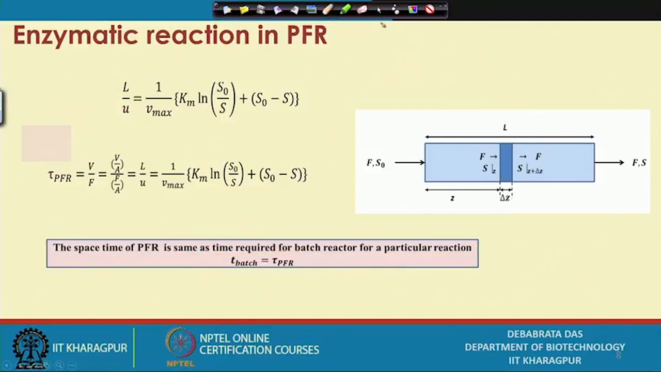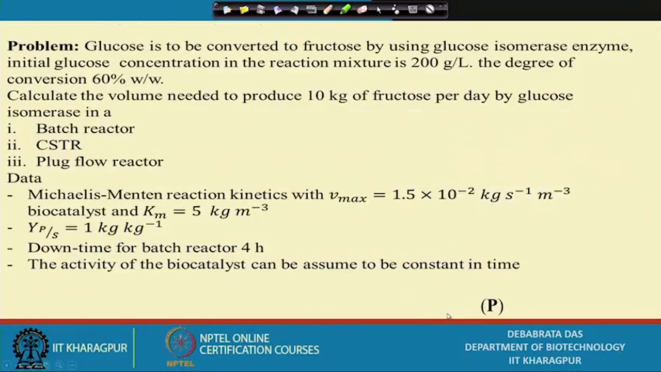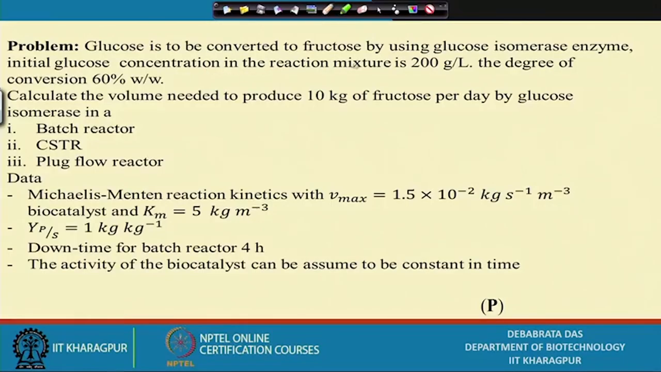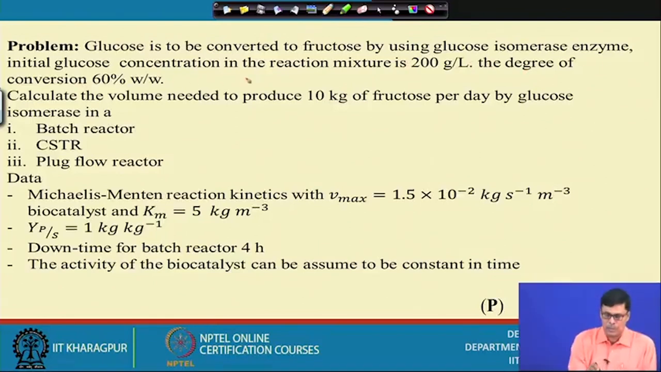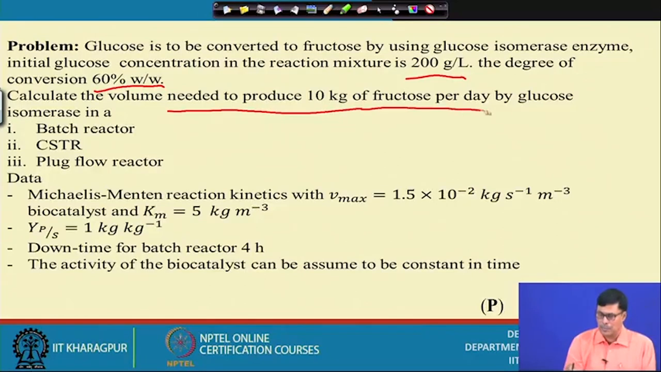Now I want to show you the solution of a particular problem to make these things very clear, because the final objective of the reactor analysis is just to find out the volume of the reactor. This is a very interesting problem. Glucose is converted to fructose by using glucose isomerase enzyme. Initial glucose concentration in the reaction mixture is 200 grams per liter. Degree of conversion is 60%. Calculate the volume needed for 10 kg fructose production.